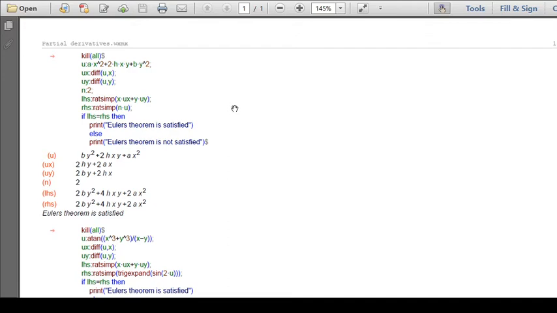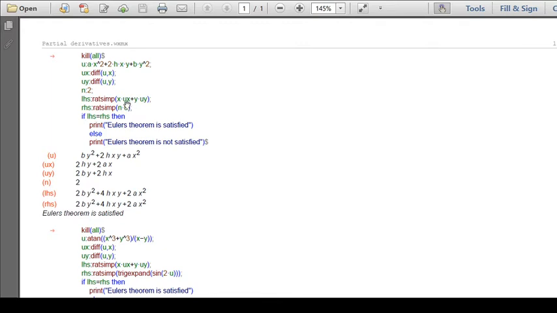If the given function is homogeneous, then we know that x into dou u by dou x plus y into dou u by dou y must be equal to n into u, where n is the degree of homogeneity of the function. Now, suppose here the given function is ax square plus 2hxy plus by square. Let's assign this to u.